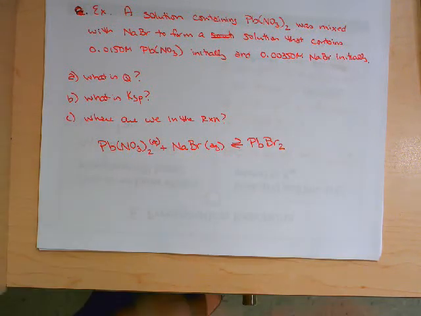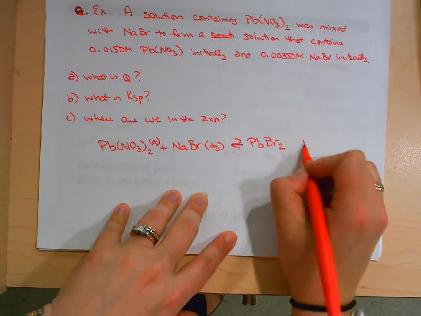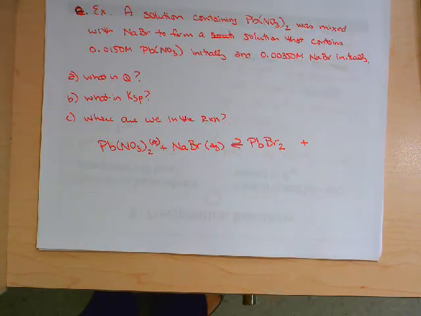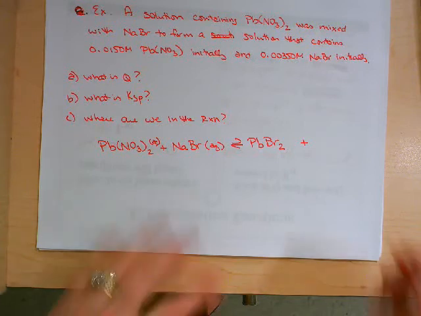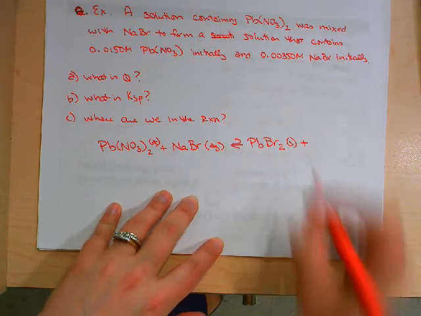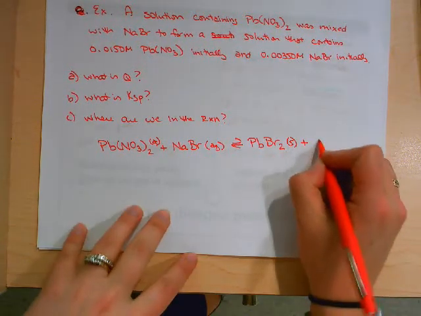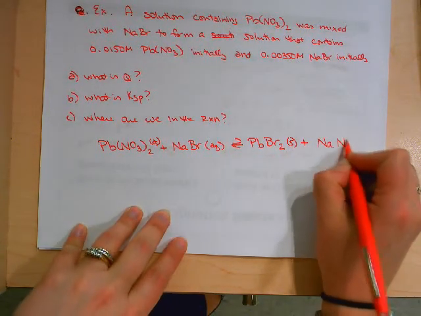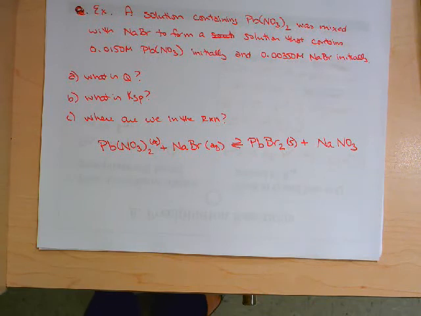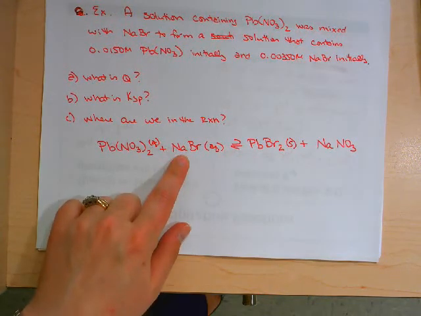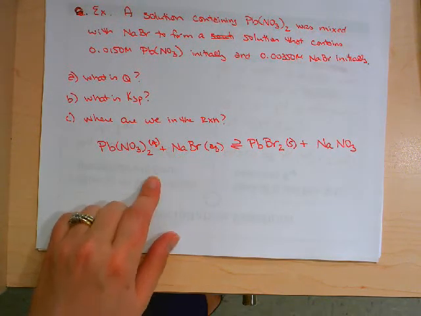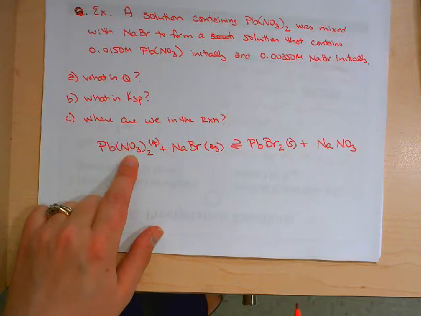What's your guess on whether that's a solid or an aqueous? It's a solid, right? It has lead. Lead's always a solid. That's a good rule of thumb. Alright, what do I have left to make then? Sodium. The sodium's always a +1. The nitrate's always a -1.